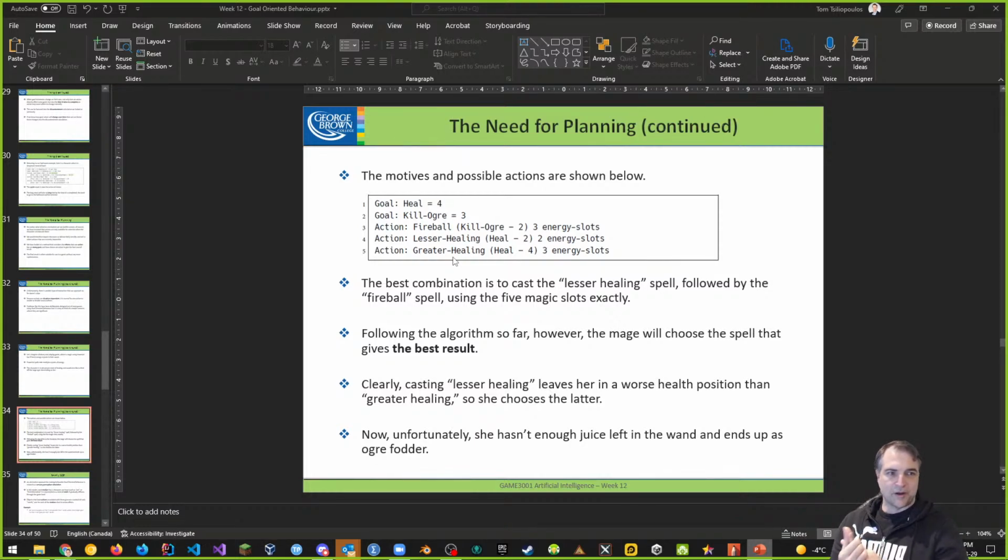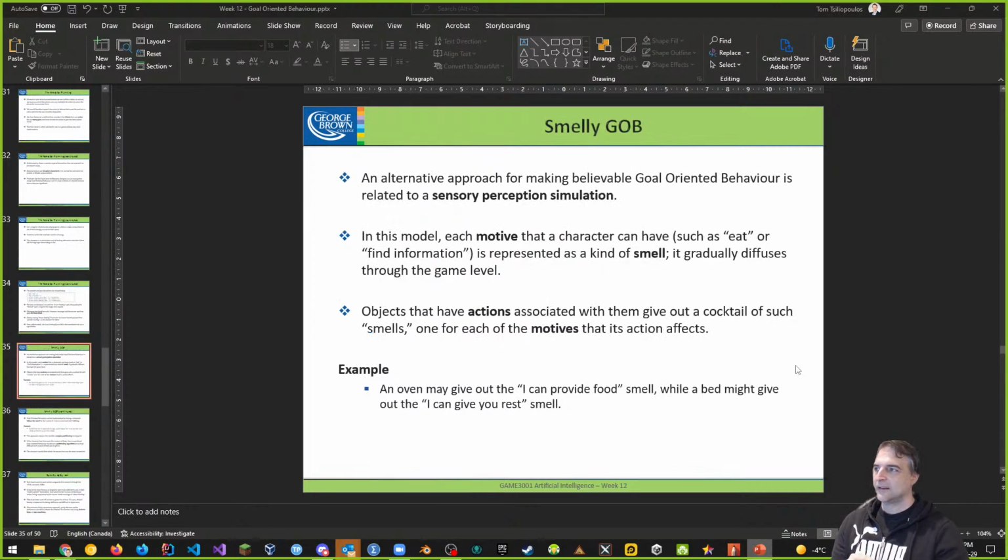Nicholas says there's a Minecraft mod that works like this. Okay, interesting. Nice. Let's talk about something else.